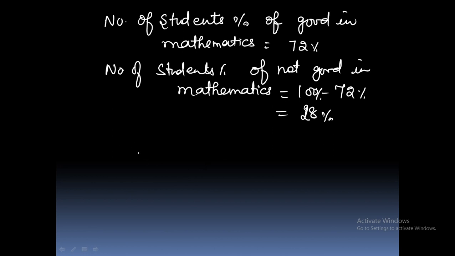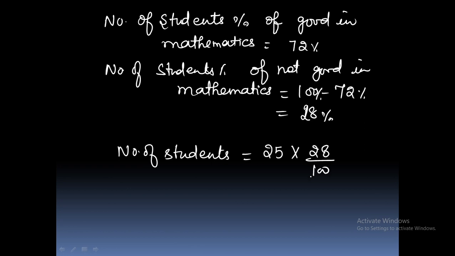Now you can calculate the number of students. 25 multiplied by 28 over 100. 25 ones are 25, 25 fours are 100, and 4 sevens are 28. So now you can calculate the number of students who are not good in mathematics. These are two methods. You can use either method, whichever you consider easy for calculating.